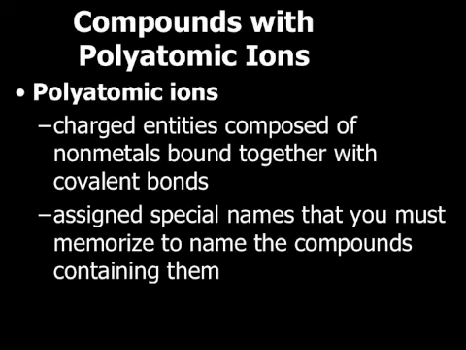They are assigned special names, so they're not names from the periodic table. Each of these groups of atoms has its own name. The easiest way to do this is to memorize the names of those polyatomic ions, and then it's a lot easier to recognize them when you're going through and naming compounds.